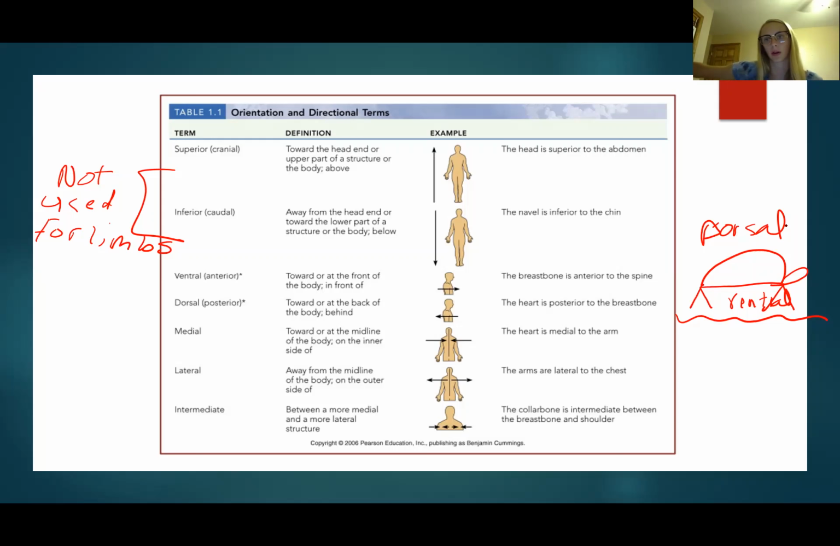So we work our way in. So intermediate is in between your lateral and your medial. So example here they have is the collarbone is intermediate between the breastbone, so your breastbone would be right in the middle, and your shoulder. So collarbone's kind of somewhere in between the two. Intermediate is referring to the middle of the 3 terms, and that's where it's confusing. Medial is meaning the very middle of your actual body, but intermediate is meaning the middle of lateral and medial.